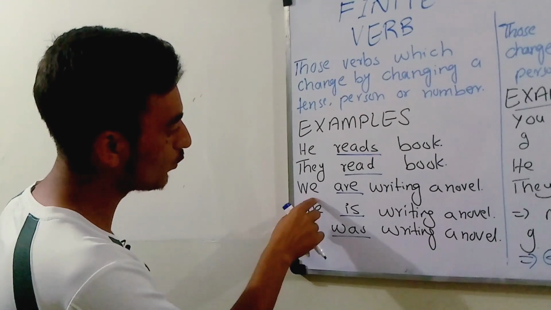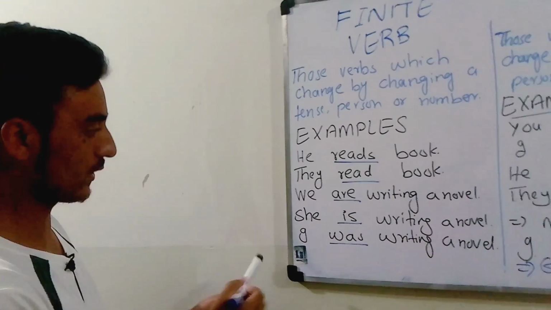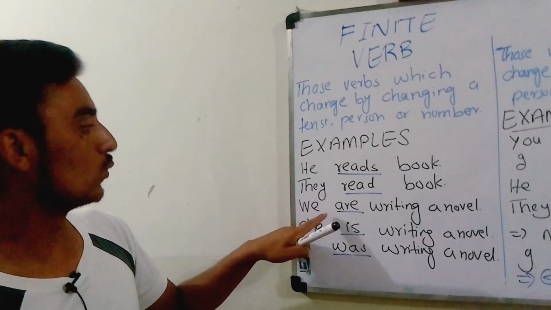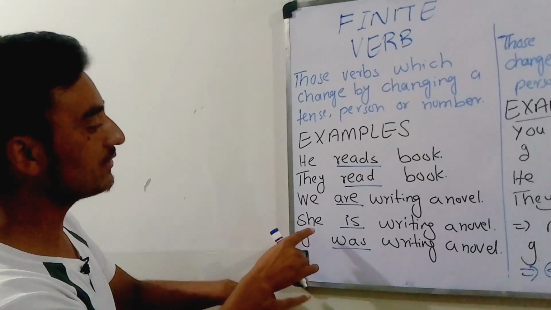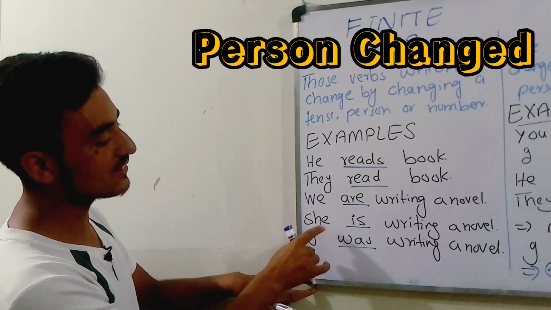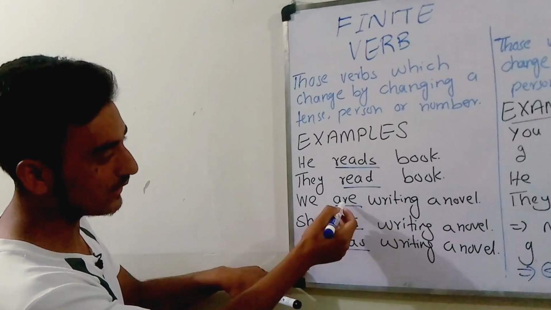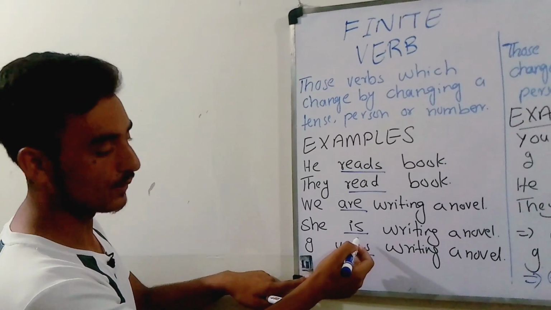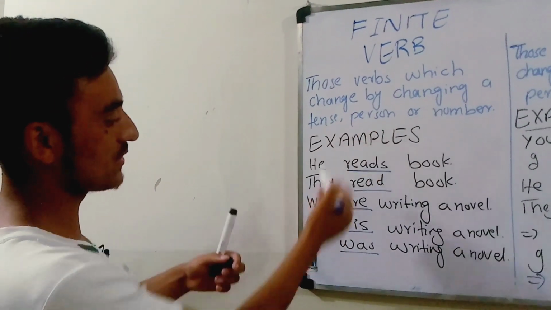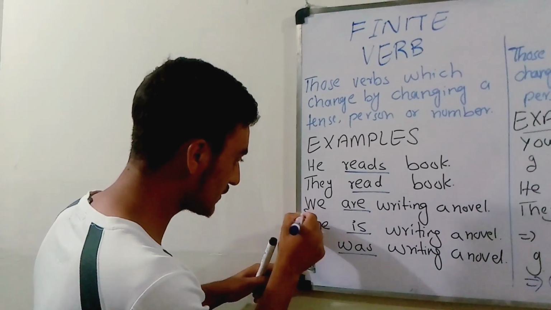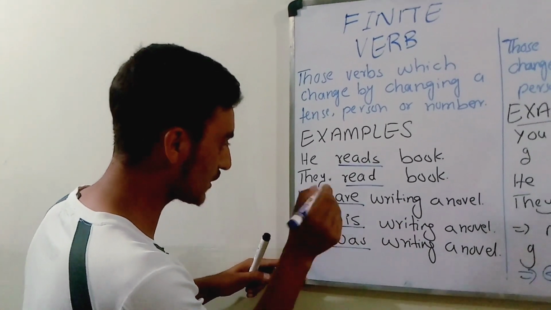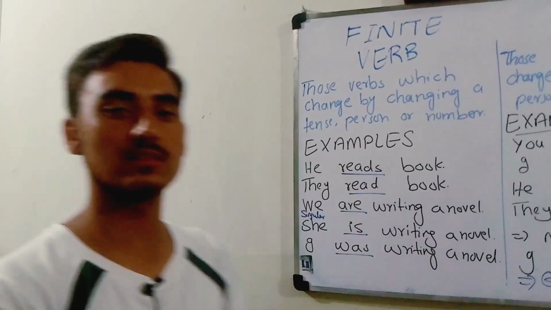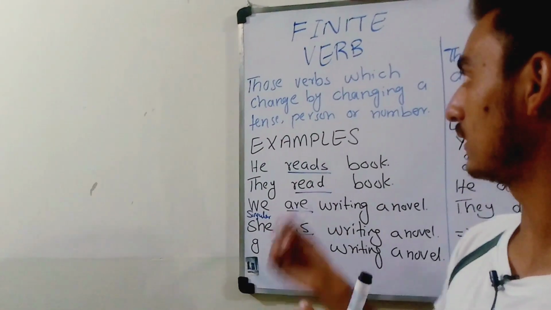Next sentence we have, we are writing a novel. She is writing a novel. I was writing a novel. See here, we are writing a novel. After that, I change the subject to one which is singular. So the are changed, and it is changed into is. This is because we change the person here. This is singular, and this verb becomes is here. Therefore we say that those verbs which change by changing a tense or person are called finite verbs.